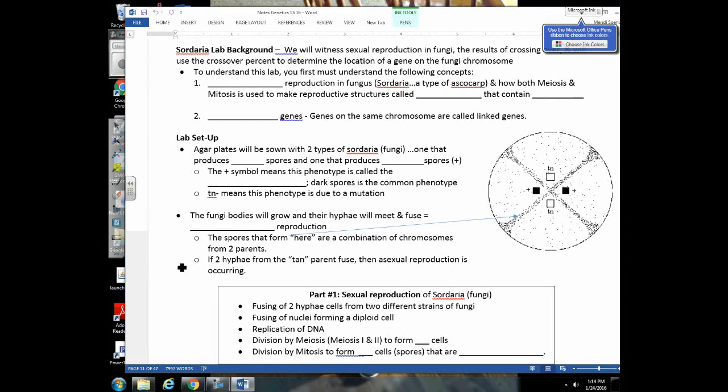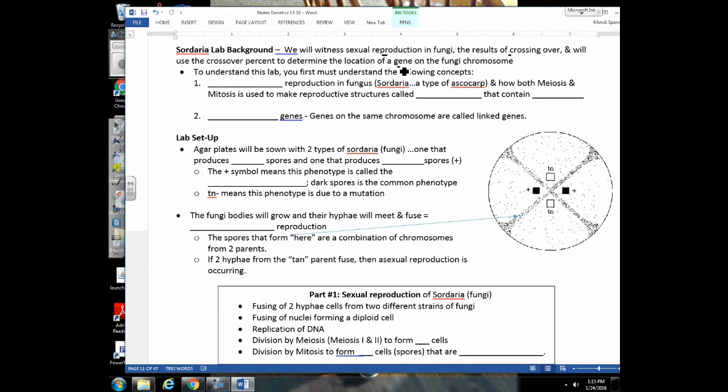In this lecture, I'm going to cover the concepts regarding the Sordaria lab, which has to do with meiosis and sexual reproduction of a certain type of fungus. In this lab, we're going to allow sexual reproduction to occur between two different types of fungi. We're going to see crossing over take place, the results of crossing over. And then the results of crossing over are going to help us actually figure out where a specific gene is located on the chromosome of this type of fungi.